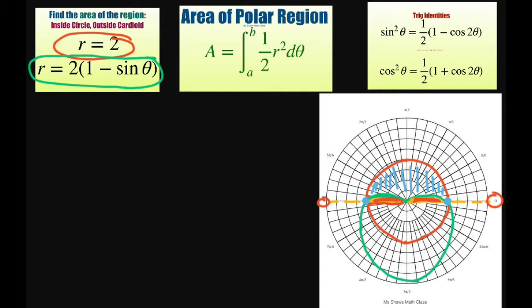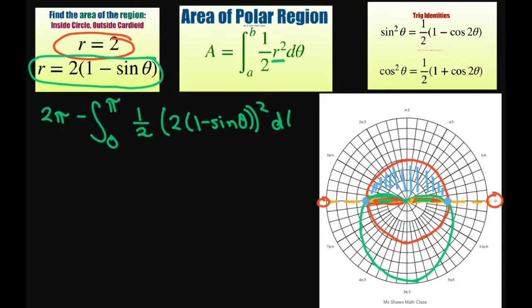So let's set that up. We're going to take 2 pi minus the integral from 0 to pi and just subtract this little portion here. So this is going to be times 1/2, and our r is right there, 2 times 1 minus sine of theta, and then we square that d theta.